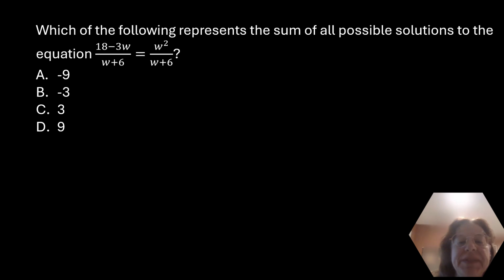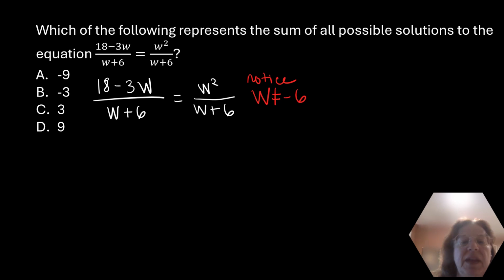Which of the following represents the sum of all possible solutions to the equation (18 minus 3w) over (w plus 6) equals w squared over (w plus 6)? So there's the equation, and we want to notice right off the bat that w cannot be negative 6. That cannot be one of the solutions. That's not one of the answer choices, but let's notice that, and you'll see why later.